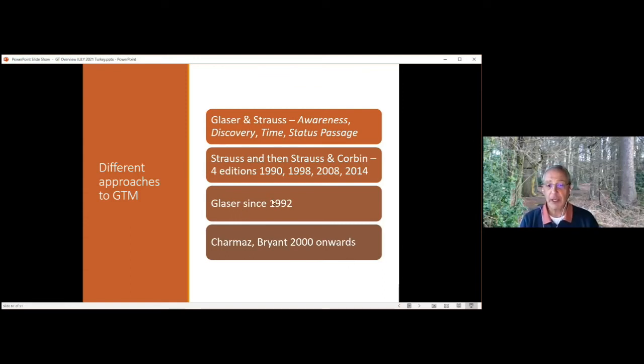Glaser then has been doing his own thing since the 90s. Glaser actually works with Strauss at the University of California, San Francisco, for a few years, not very long. He's really there on a sort of funded post, and when the funding stops, he goes off. He makes money in real estate in California, but he also does do some writing. And then since the 90s, he sets up his own publishing company, Sociology Press, and has been enormously supportive to a whole massive group of students since then. And then Kathy and my work from 2000 onwards. And there are other approaches as well.